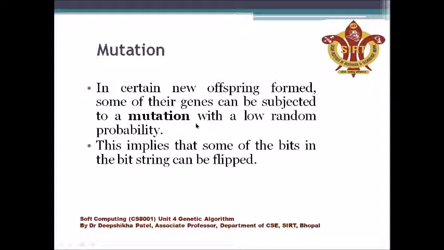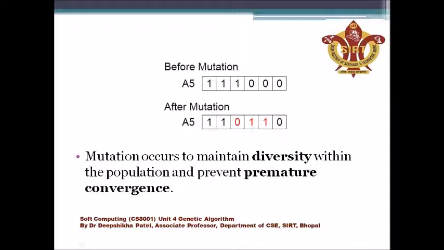In short, we mutate, or flip, some bits of the generated offspring in order to maintain diversity in the new generation. We don't want the new offspring to be a mirror image of their parents, because it will be hard for such offspring to survive in further generations. So mutation is very important. Mutation occurs to maintain diversity within the population and prevent premature convergence.